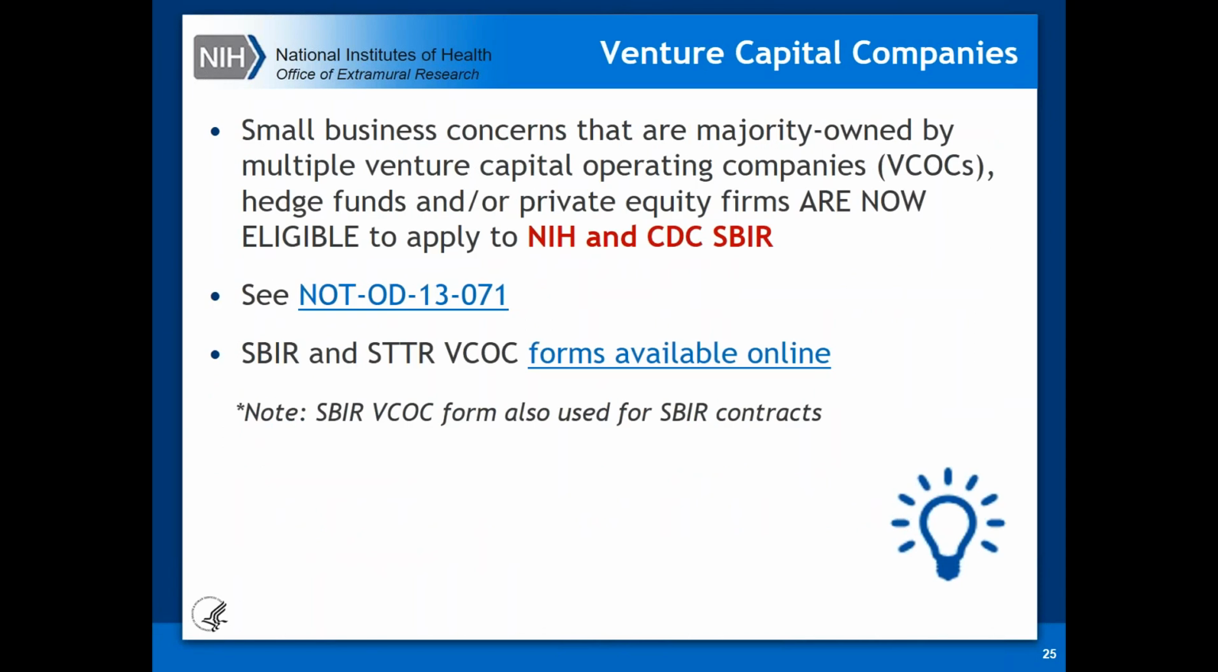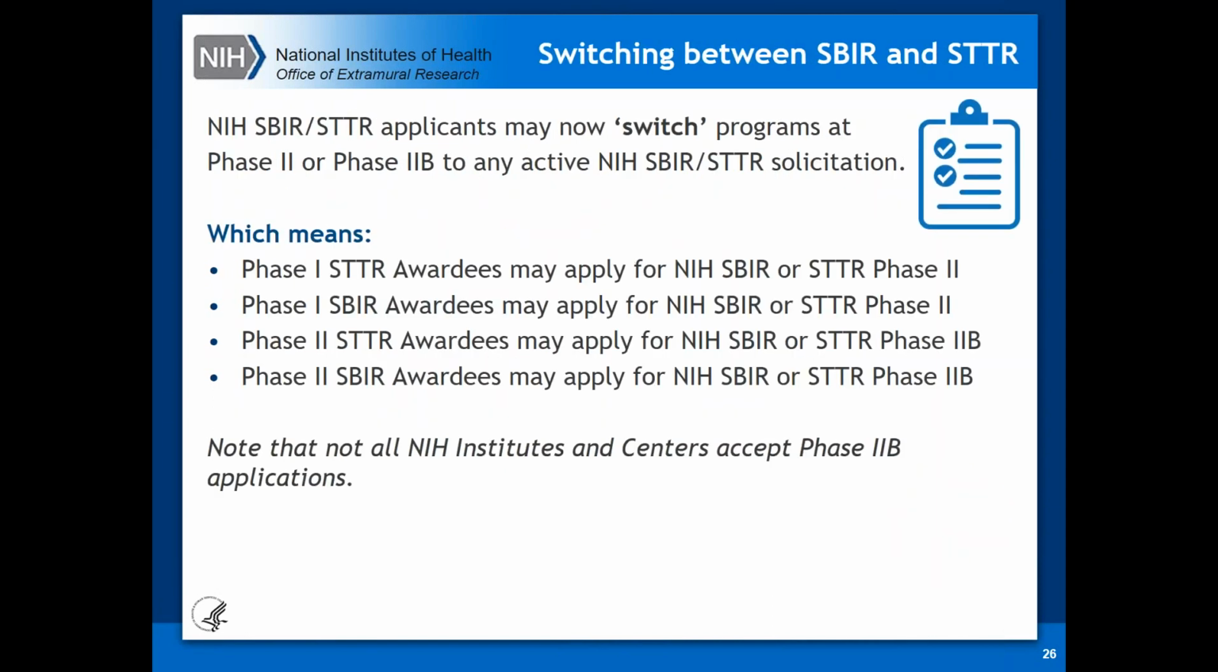All right. So venture capital companies, that's a new thing. Small business concerns that are majority owned by multiple venture capital operating companies, otherwise known as VCOCs, hedge funds, or private equity firms are now eligible to apply to NIH and CDC SBIR programs. That is detailed in the guide notice, as you can see, OD 13-071. There are also some VCOC forms available online as well. And note that this can also be used for contracts as well.